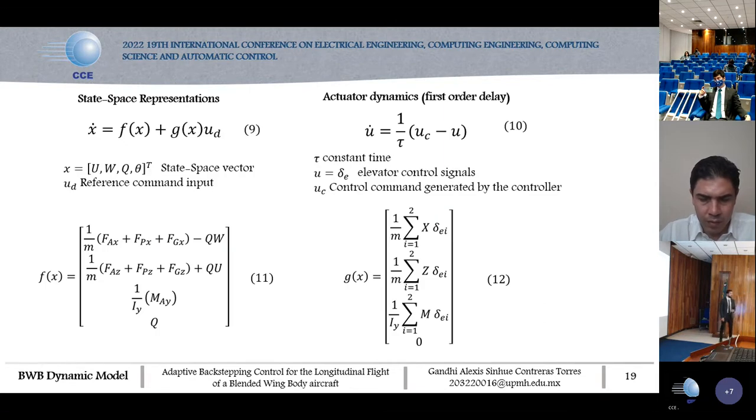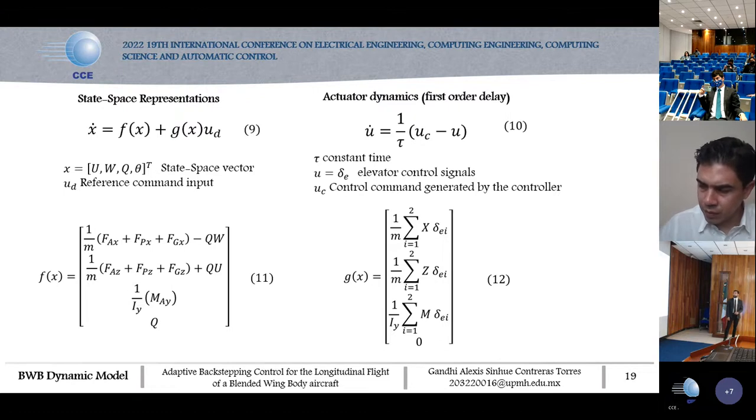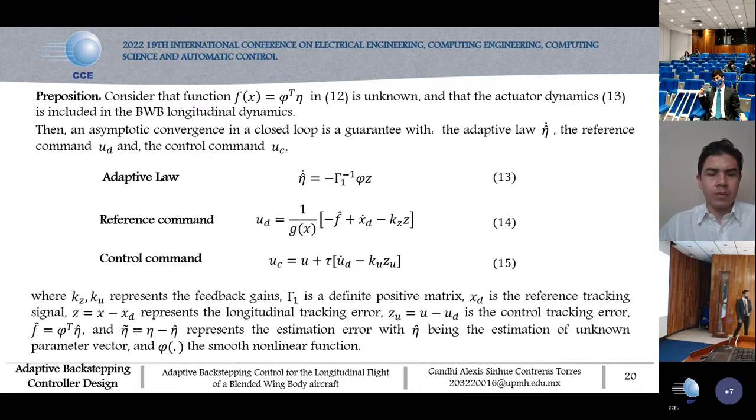Then we make this dynamic model in state-space representation. So we have here this representation of our nonlinear model. The function f represents the dynamic of the system, and the function g represents the dynamic of our aerodynamic control surfaces. And here we are considering the actuator dynamics that we have with this equation, where the t is a constant, and we have the elevator's control signal and the control command generated by our controller that we design in the next slides. So here we have the proposition, and the proposition for our adaptive controller is that we don't have knowledge of f, the function f, that is the dynamic of the system, is unknown.